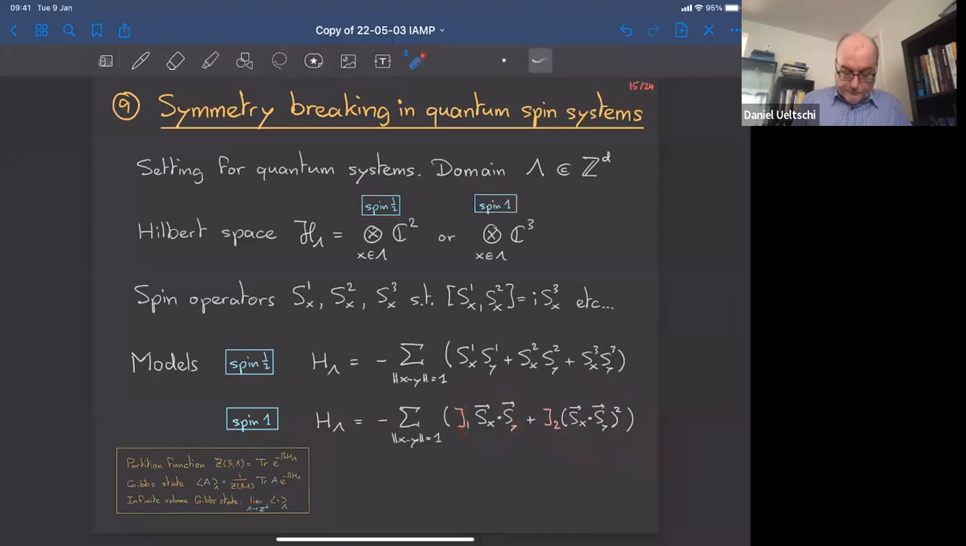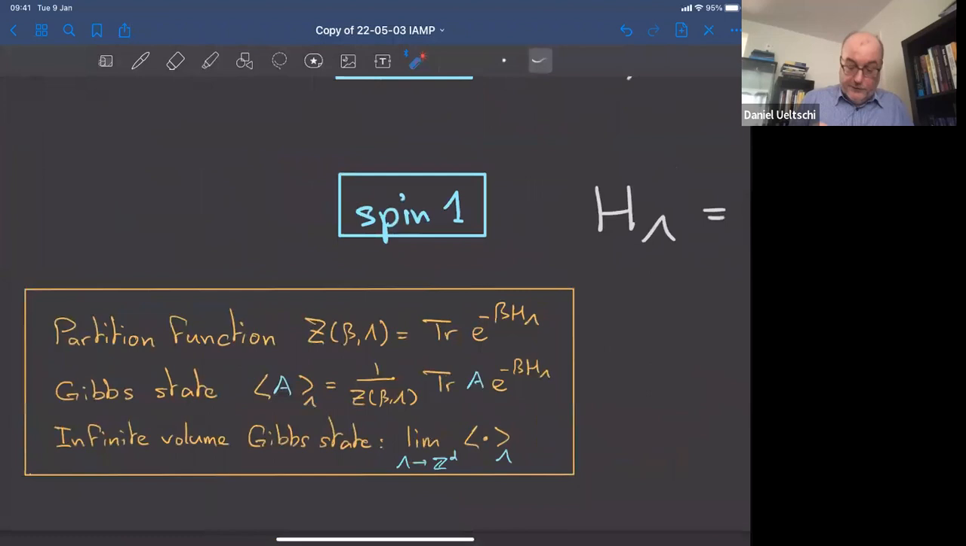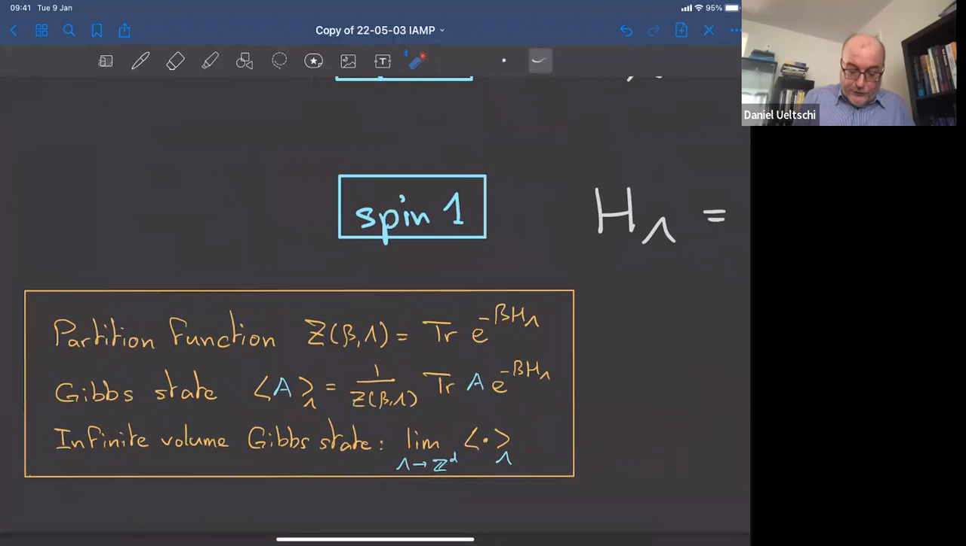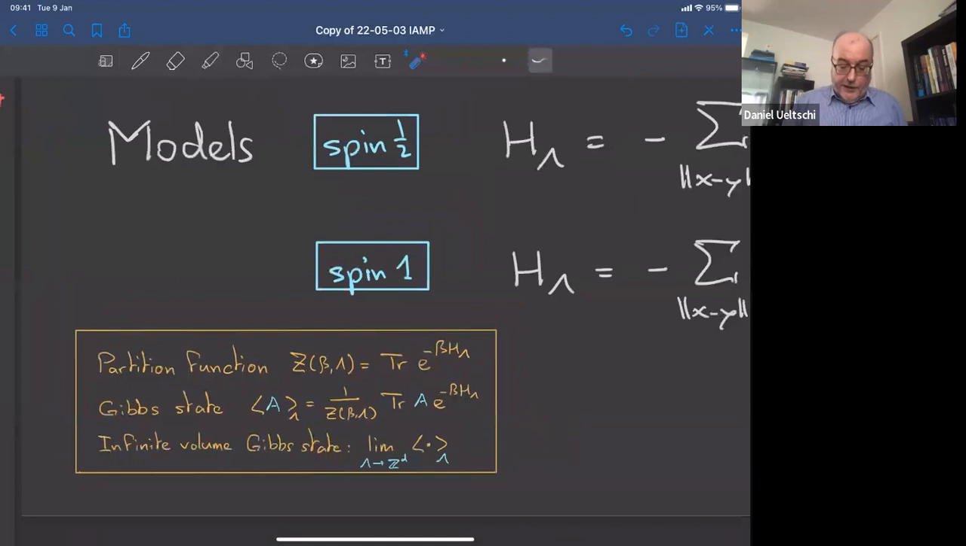So Hilbert space, Hamiltonians, and it occurred to me that I had to introduce Gibbs states. So I had to add them later in the slides. Just to remind everybody, the partition function is the trace of exponential minus beta H. And the Gibbs state means that the expectation of an observable A is the trace of A times exponential minus beta H divided by the partition function. And we are looking at infinite volume Gibbs states. So we take the limit Λ goes to Z^d by increasing domains and hoping that things converge.